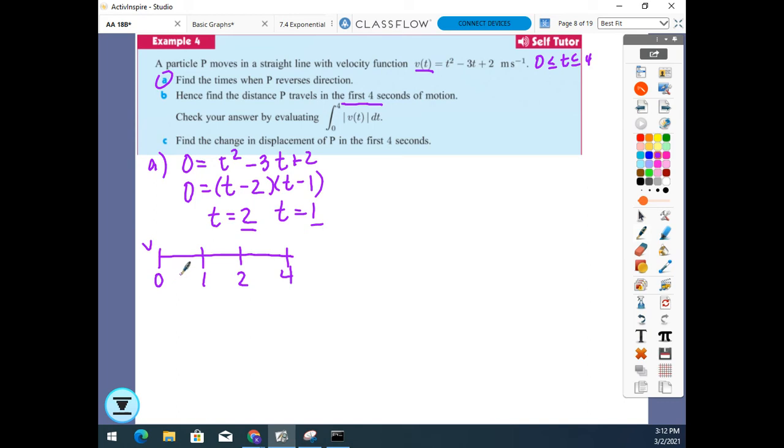So say I plug in a half in between this interval. If I plug in a half, this is going to be negative, and this is going to be negative, and a negative times a negative. My velocity function will be positive.